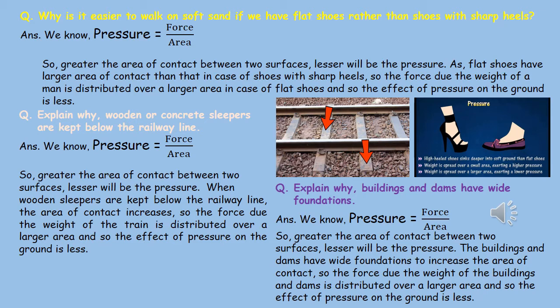We can see that the foundations of buildings and dams are made wide. As pressure is equal to force by area, greater the area of contact between the two surfaces, lesser will be the pressure. So to withstand the heavy weight and the force created due to the heavy weight of buildings and dams, the foundations are made wide so that the effect of pressure on the ground is less. So the possibility of sinking is less.